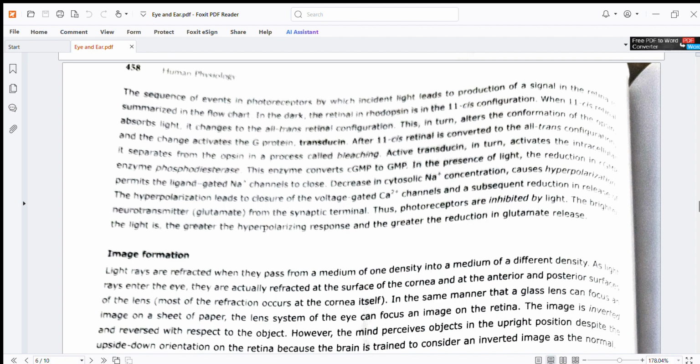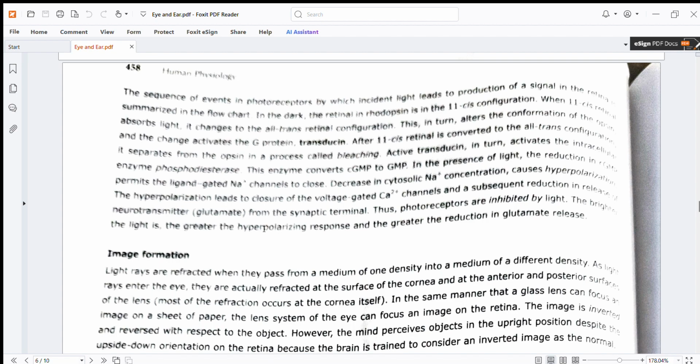Active transducin in turn activates the intracellular enzyme phosphodiesterase. This enzyme converts cyclic GMP to GMP, so there is a reduction in the amount of cyclic GMP and an increase in the amount of GMP. In the presence of light, reduction of cyclic GMP permits the ligand-gated sodium channels to close.